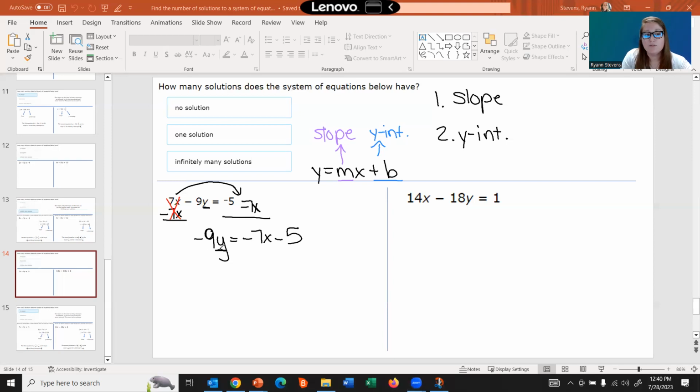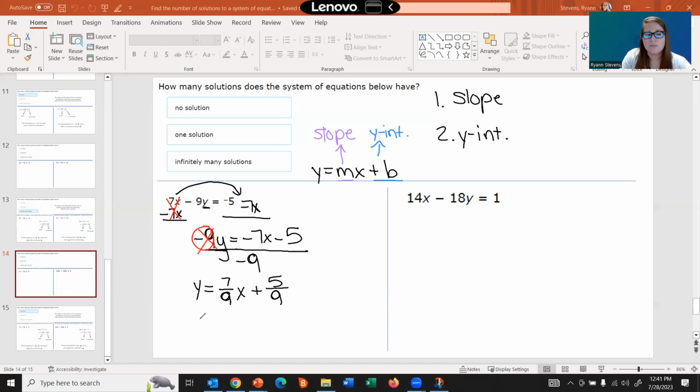Now we want to get y alone. In order to do that, we're going to divide everything by negative 9. And you might be thinking, why did I pick negative 9? We're going to divide by whatever number is with the y to get it alone. So that means this will cancel. And then over here, we're going to have y equals negative 7 divided by negative 9, which would now be a positive fraction, 7/9 x. And then negative 5 divided by negative 9 would be 5/9. We can't reduce these. There's no number that can go into both 7 and 9, and there's no number that can go into both 5 and 9. So we would just leave this as the fractions we have.